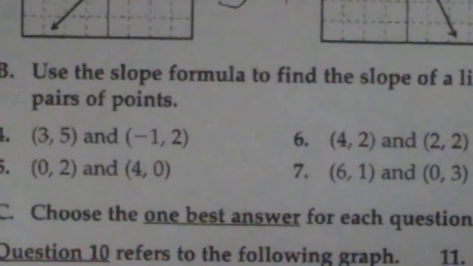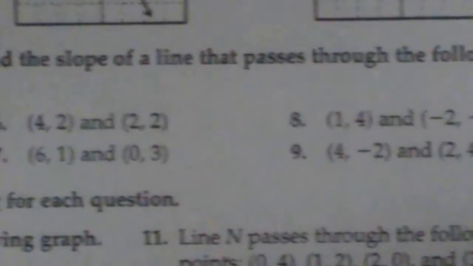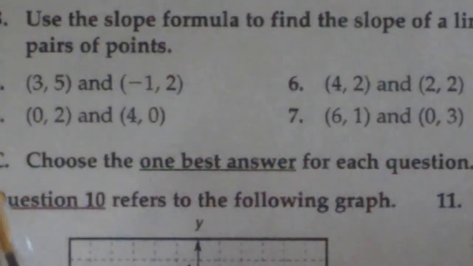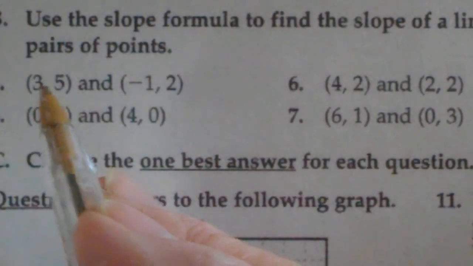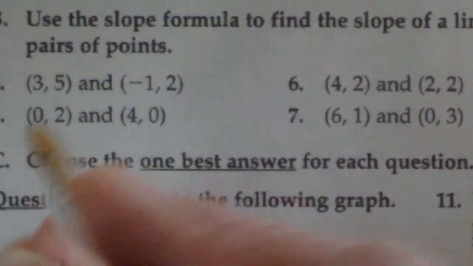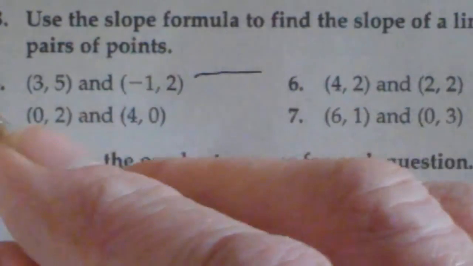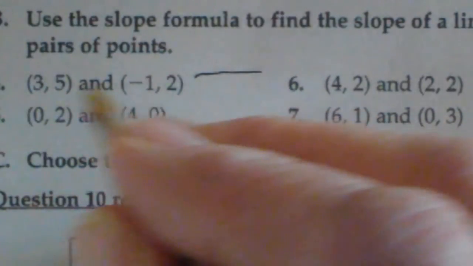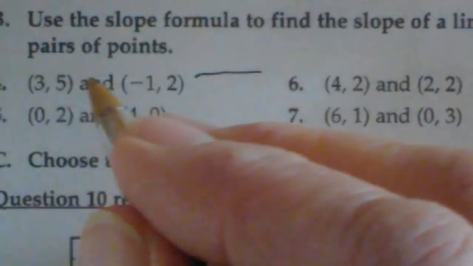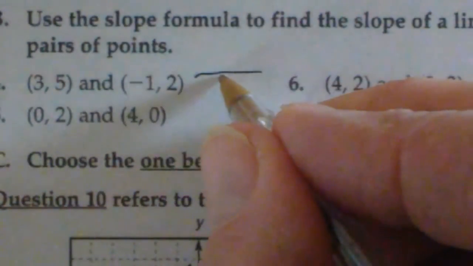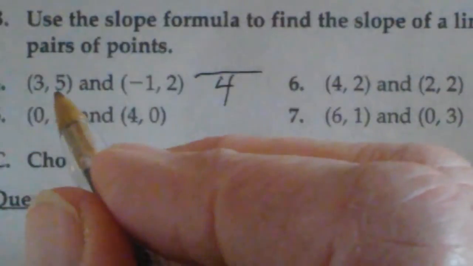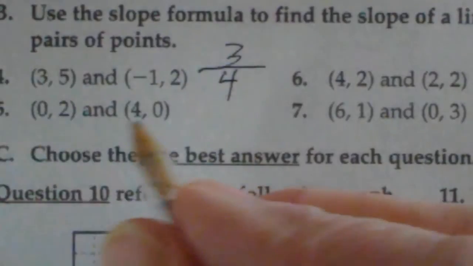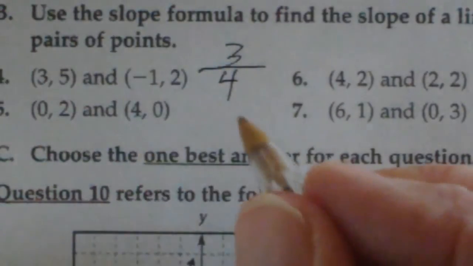Okay. Use the slope formula to find the slope of a line that passes through the following pairs of points. Okay, so you got 2 points. How do you do it? Well, you start with 1 point and you subtract the other point. The x comes first, so I'll put that on the bottom. 3 minus a negative 1. Remember, you're subtracting to find the difference, how much it changed. 3 minus a negative 1 is 3 plus 1, which is 4. The y is 5 minus 2, which is 3. The slope is 3/4. Here, 0 minus 4 is negative 4.